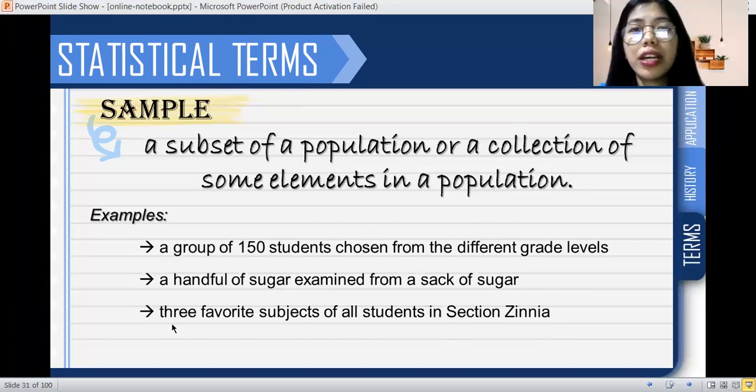Now, let's take a look again at our example. Ang tinutukoy kasi dito is the three favorite subjects. Ito po yung tinutukoy dito. Hindi po yung all students. Okay? So, sample din po siya.